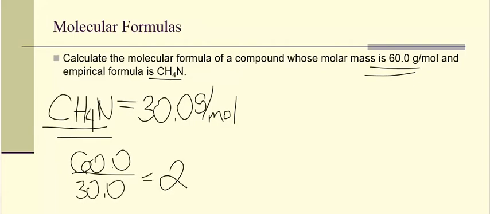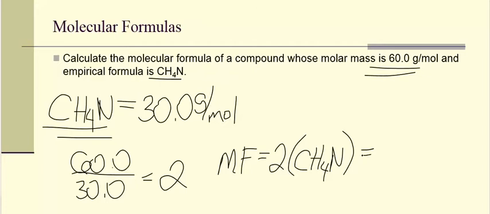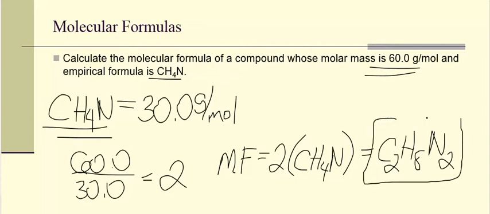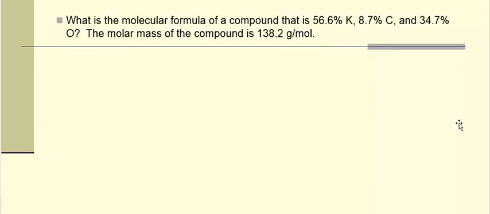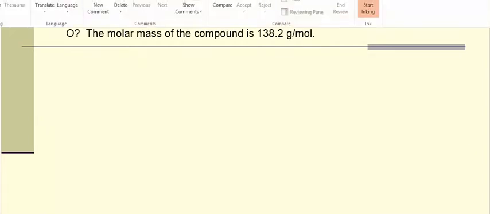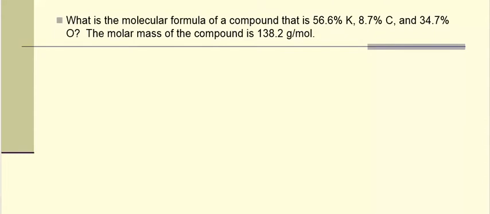2. The molecular formula is 2 times the empirical, which is C2H8N2. That is the actual formula for the compound. Okay, now we'll put both of those previous 2 examples into one problem here. What is the molecular formula of a compound consisting of potassium, carbon, and oxygen?